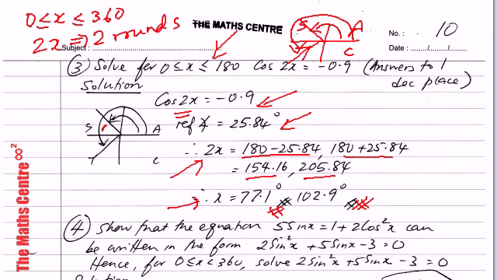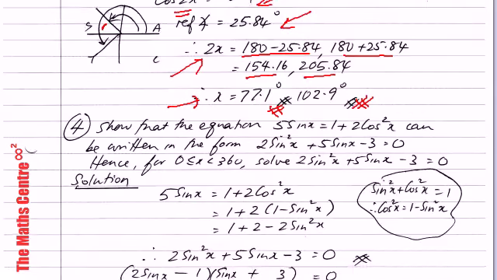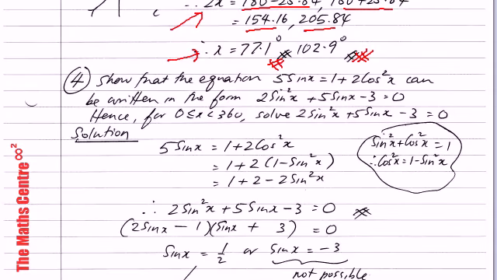Okay, next we are going to number 4. Let's read the question. We are asked to show that the equation 5 sin x equals 1 plus 2 cos squared x can be written in the form 2 sin squared x plus 5 sin x minus 3 equals 0, and then we are asked to solve for x between 0 and 360.